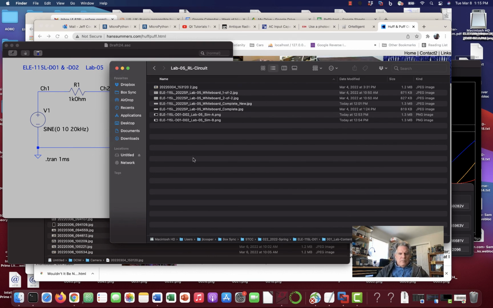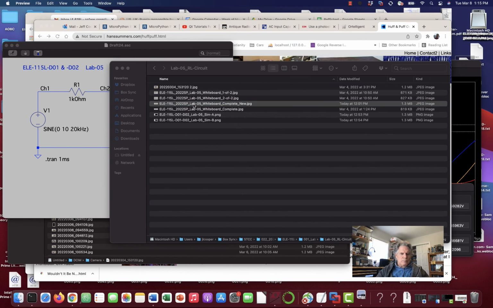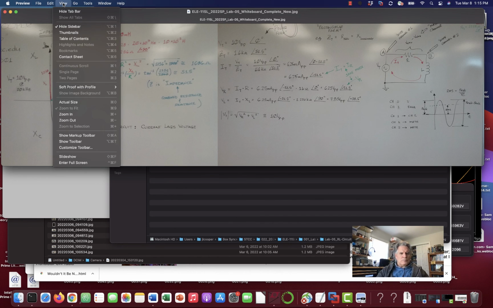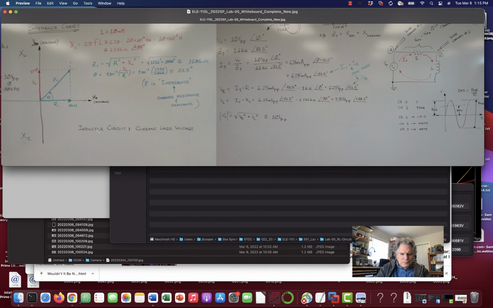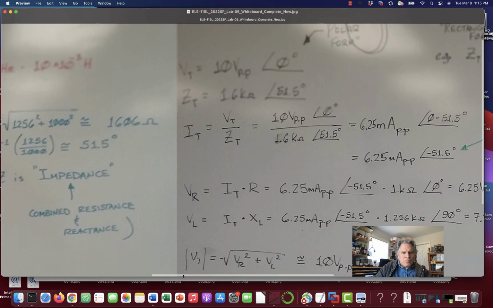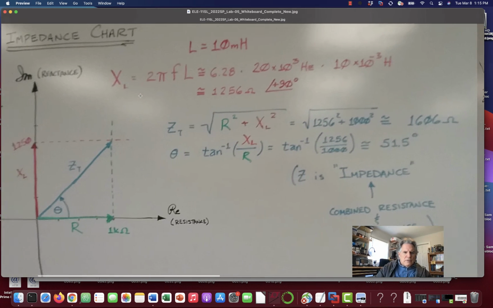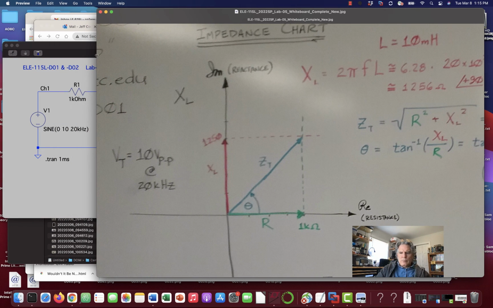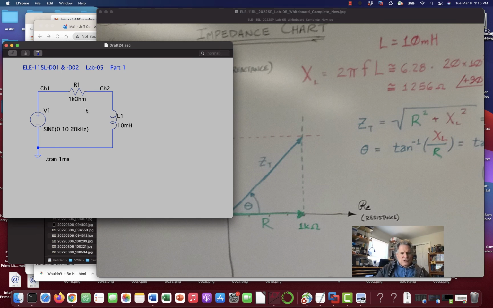So, let's get our whiteboard out there. And let me see if I can zoom in on this thing. I can. So I'm going to make this bigger and slide it over here. So we have a series circuit.